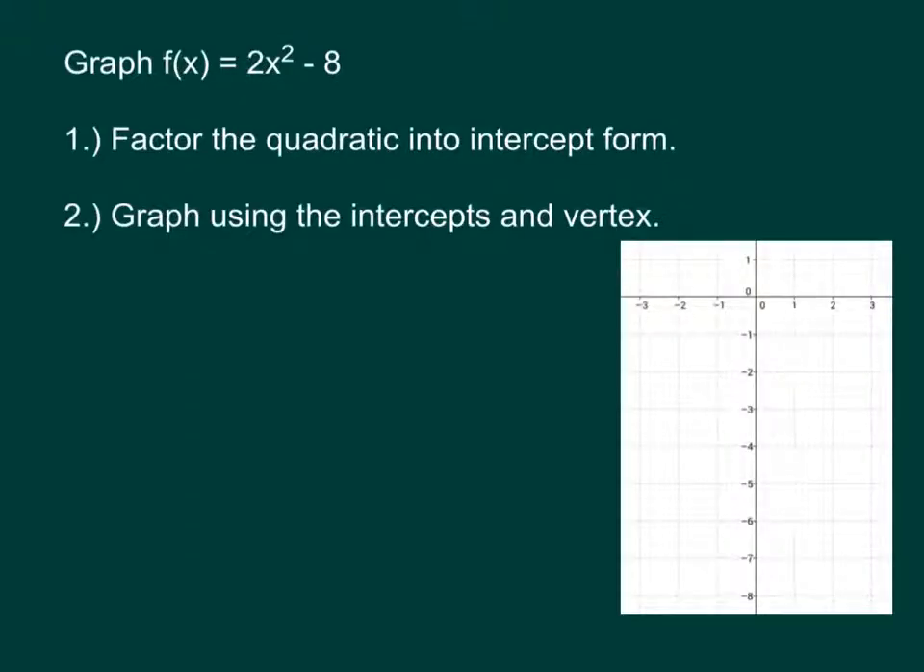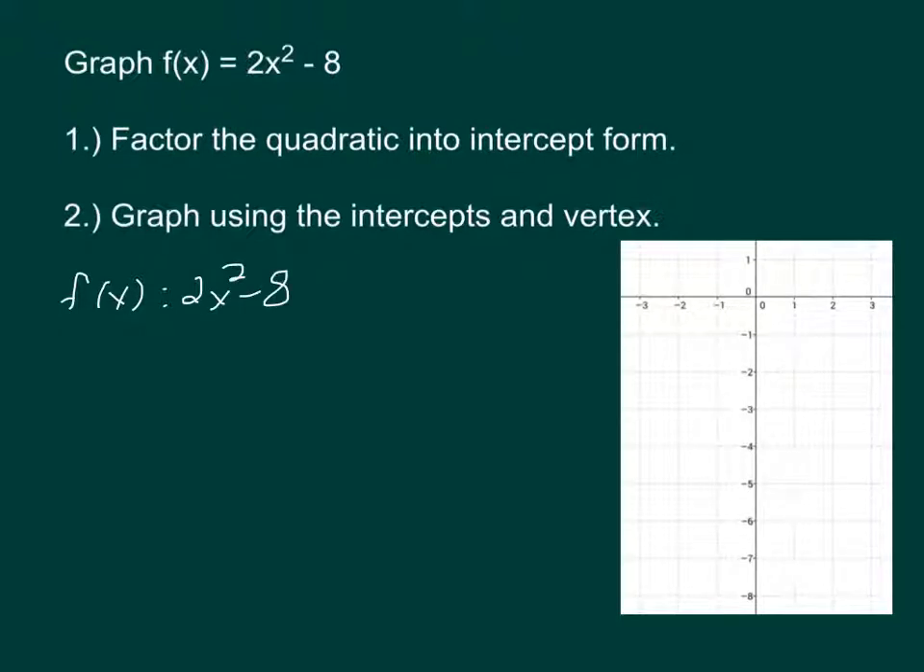Let's take a look at a problem that's just a little bit more complicated. Starting off with f of x equals 2x squared minus 8. So this is not in intercept form, but what I'm going to be able to do is put it into intercept form by factoring. So one thing I can do here is factor f of x equals 2x squared minus 8.